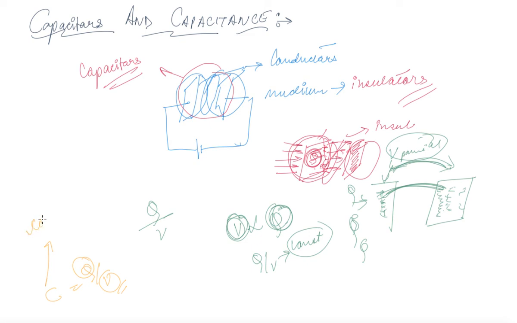This is called the capacitance. You can relate this word capacitance with capacity. How much capacity do these two plates have to get the amount of charge and maintain a potential difference of V? So this is known as capacitance, and this is the definition and the theory of what are capacitors and what is capacitance.